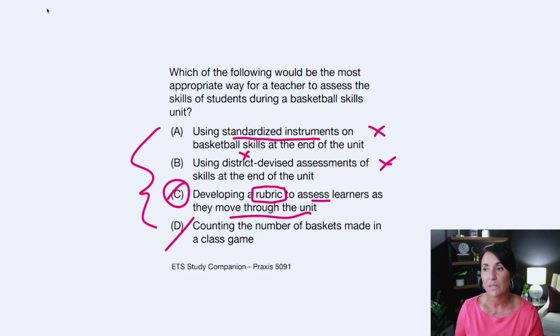Which of the following would be the most appropriate, most, again, just like best or most effective, most appropriate way for a teacher to assess the skills of students during a basketball skills unit? Now, you might think, yeah, standardized instrument, district-devised assessment, counting the number. Those are all things we probably do as PE teachers. But remember, you want to keep those good words in mind and developing a rubric.